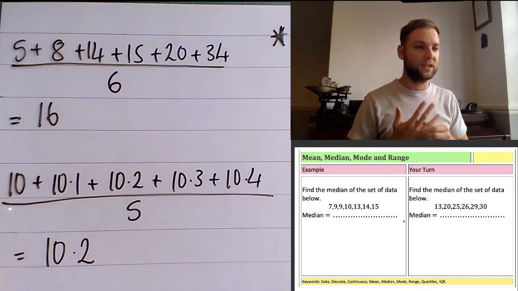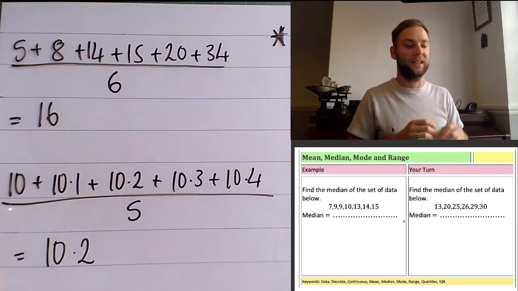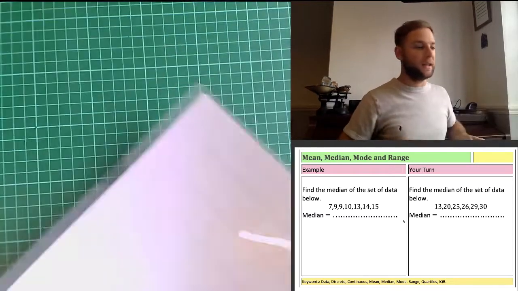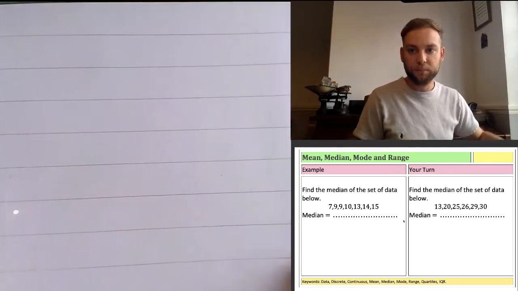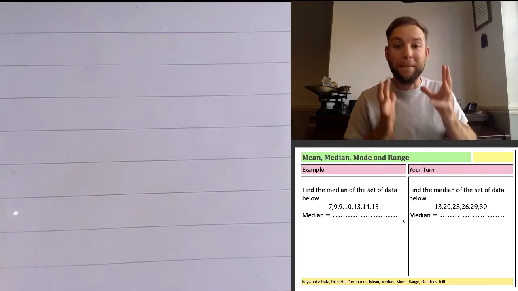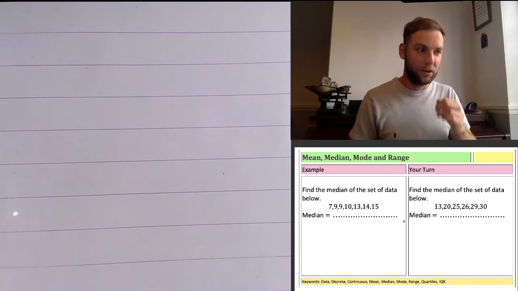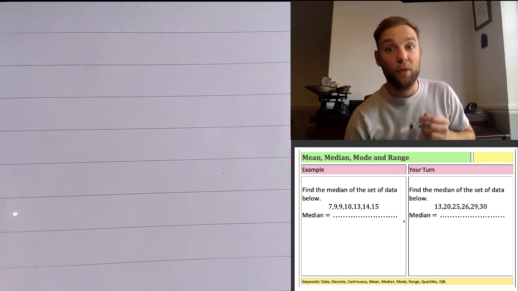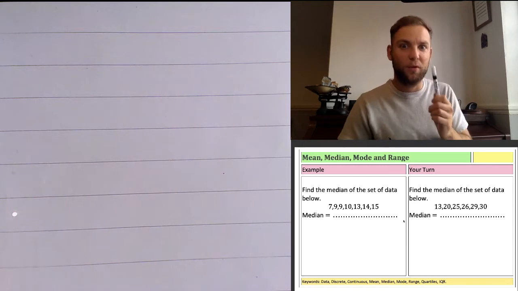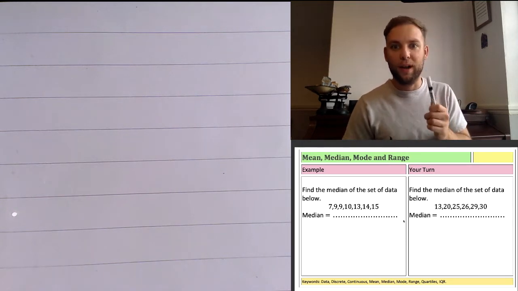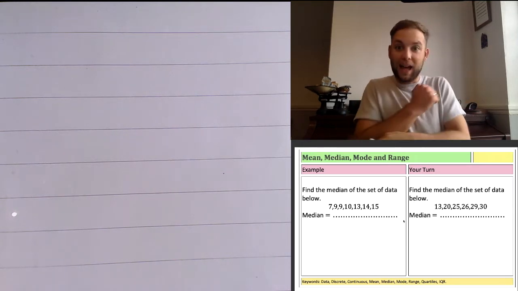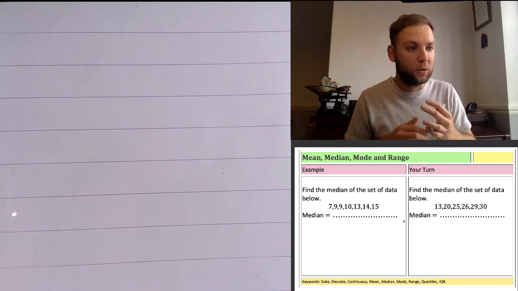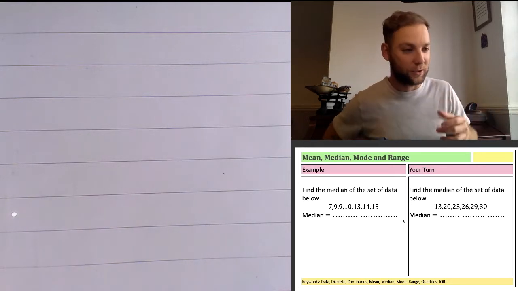The next question says, find the median of the set of data below. So with the median, we're doing a little bit different now. So hey diddle diddle, the median's in the middle. Now, with the median, there's one thing that I think it's always worth noting that's not in the nursery rhyme, and that is the fact that you need to put them in order. Luckily, both of these are already in order.